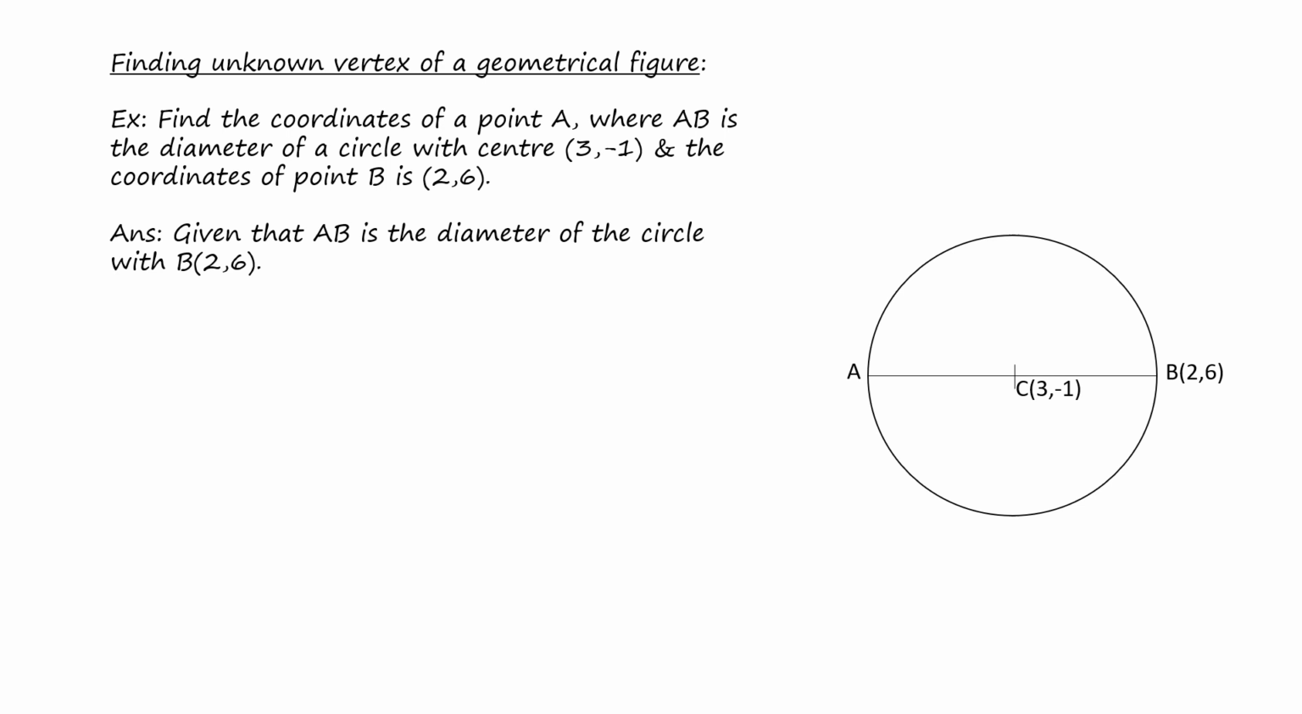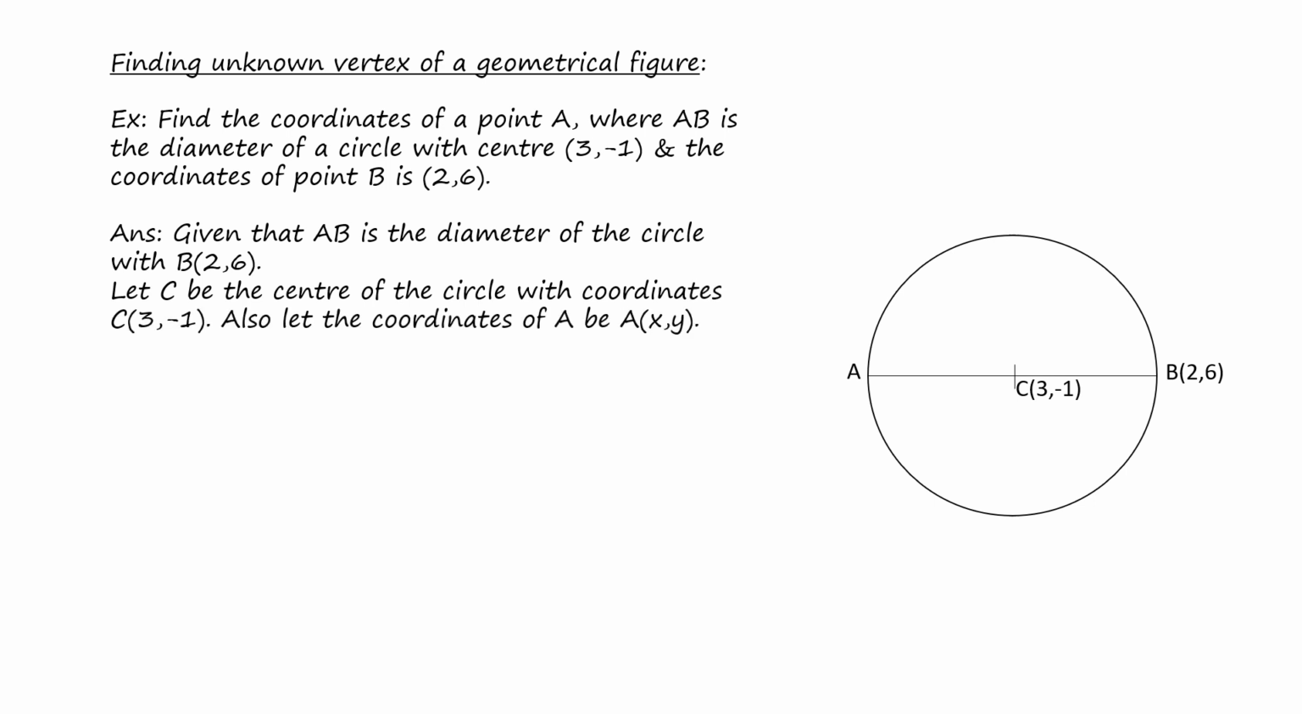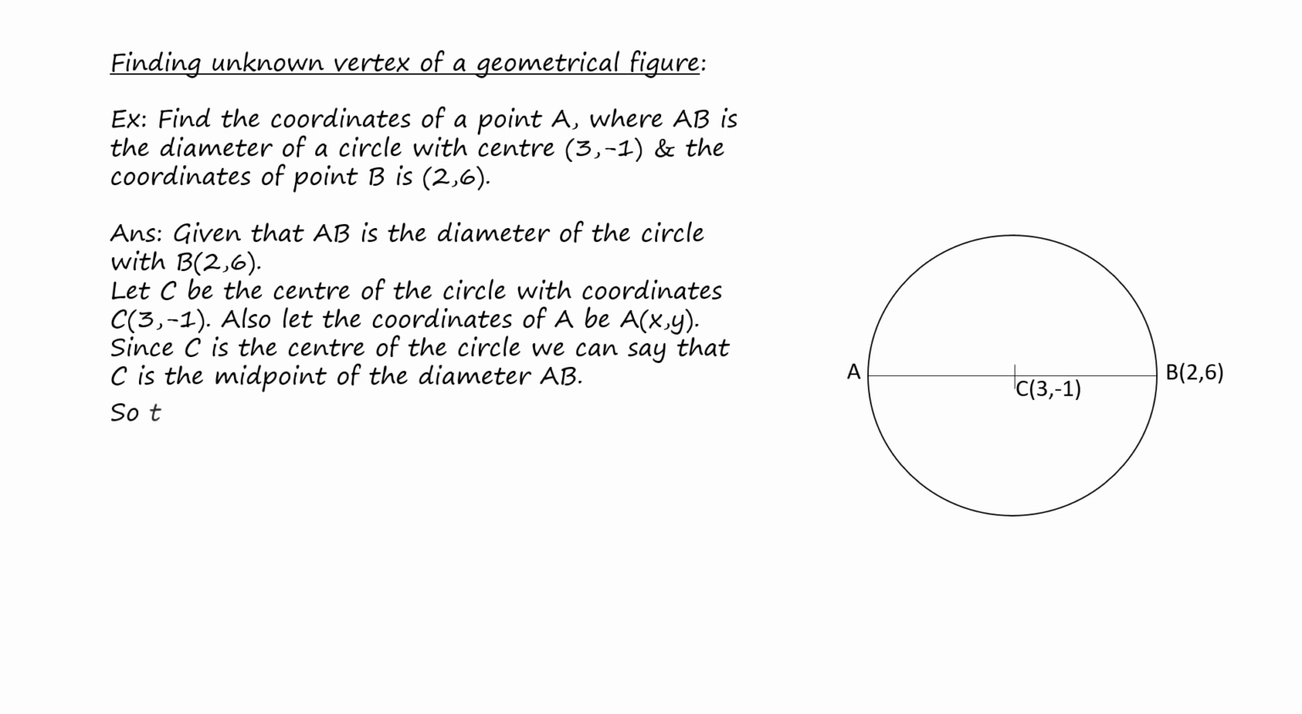So given that AB is the diameter of the circle with B (2, 6), let C be the center of the circle with coordinates (3, -1). Also let the coordinates of A be (x, y). Since C is the center of the circle, we can say that C is the midpoint of the diameter AB.